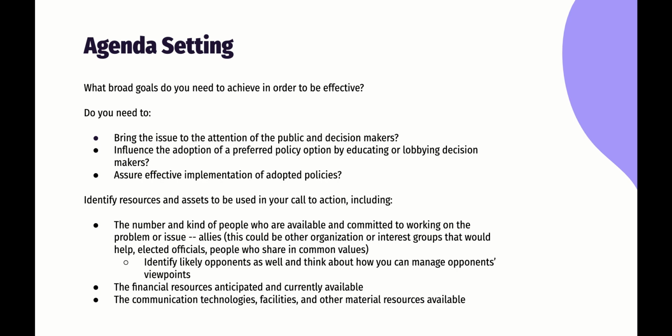Okay. You also should, in your groups, identify likely opponents and think about how you can manage these opponents' viewpoints. For my gun control option, for example, the NRA would be a huge likely opponent for me, since they are totally pro-gun, and they would definitely be against all other organizations that would be wanting harder or harsher gun restrictions.